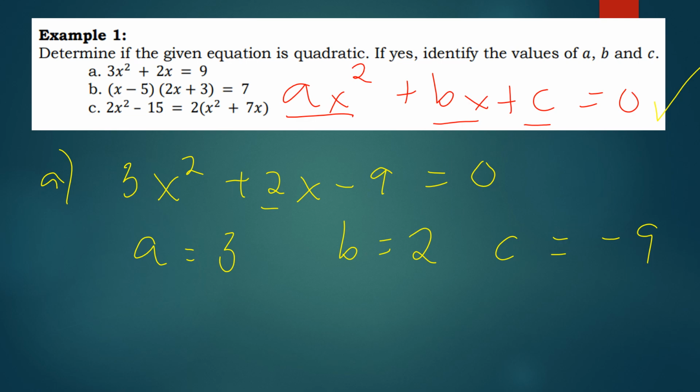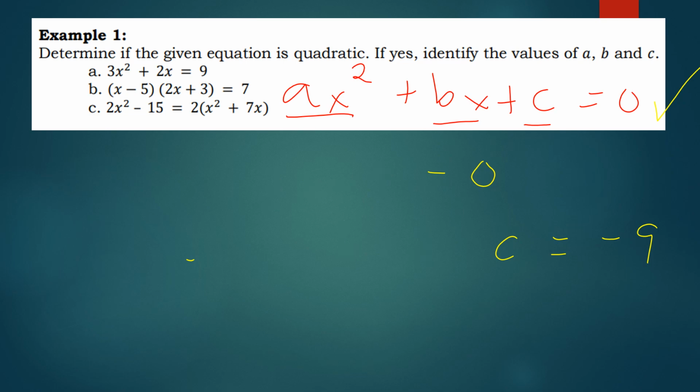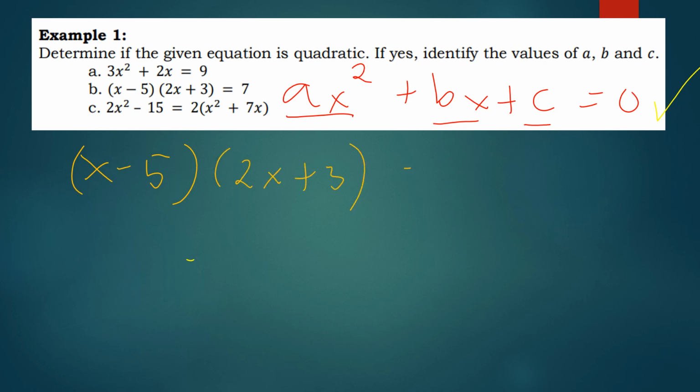Okay, let's do letter b. Letter b is expressed in factored form. I mean, the left hand side is in factored form, so we need to expand it. Why do we have to do that? Because we need to express it in three terms, ax squared plus bx plus c. So letter b, x minus 5 multiplied by 2x plus 3 equals 7.